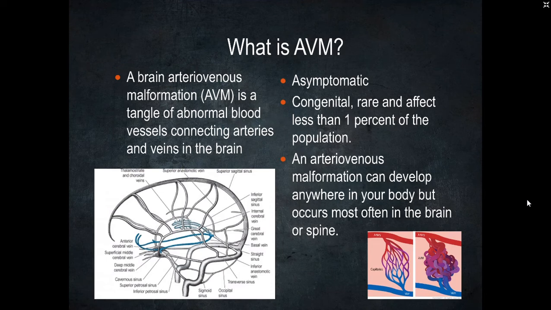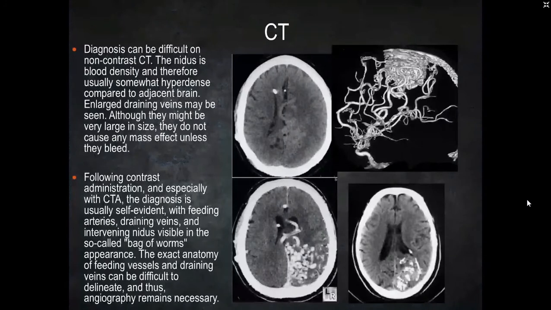These malformations can develop everywhere in the body, but occur most often in the brain and in the spine, and that's why we need modern imaging techniques, mainly MRI with MR angiography, to rule out these conditions. But not only MRI, of course, we can use CT too, because CT with contrast will give a very good image of the blood supply and also the venous drainage.